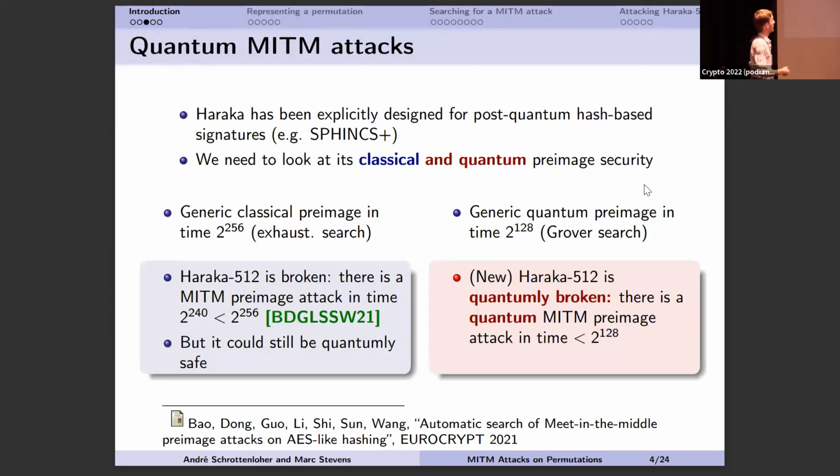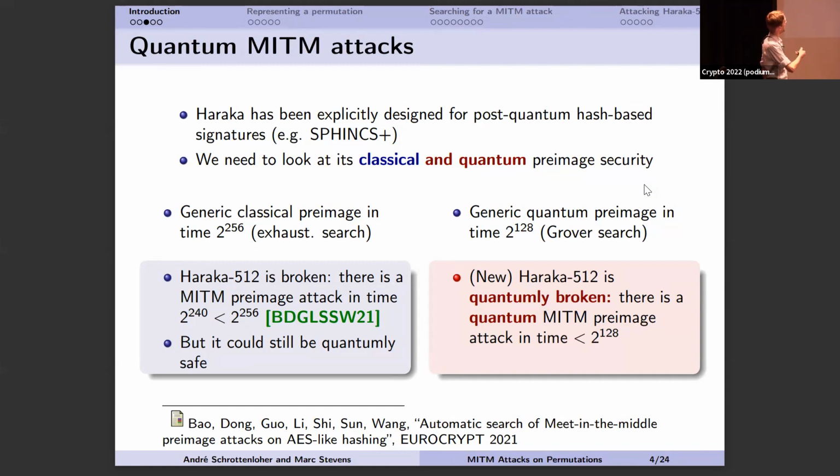Why do we care about quantum attacks? Well, in the case of Haraka, the hash function has been explicitly designed to be used in post-quantum digital signature schemes, such as SPHINCS+. So we're going to care, of course, about its classical security, but at some point we have to ask the question of its quantum security.